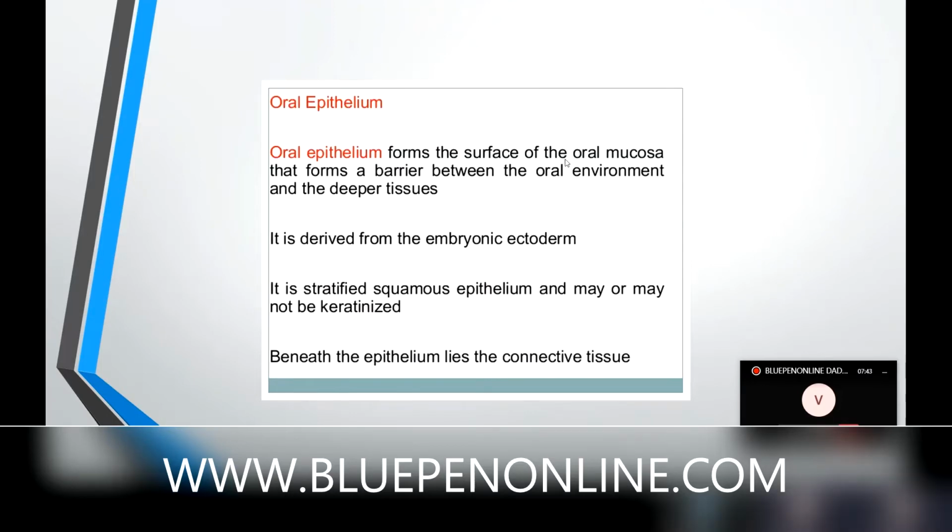Oral epithelium forms the surface of the oral mucosa and forms a barrier between the oral environment and the deeper tissues. It is derived from the embryonic ectoderm, because the embryo has ectoderm, mesoderm, and endoderm, three layers, correct? So oral epithelium is formed from ectoderm. All the visceral organs are formed from endoderm. Muscles are formed from mesoderm. And the outer covering, skin and the outer epithelium, is formed from ectoderm.